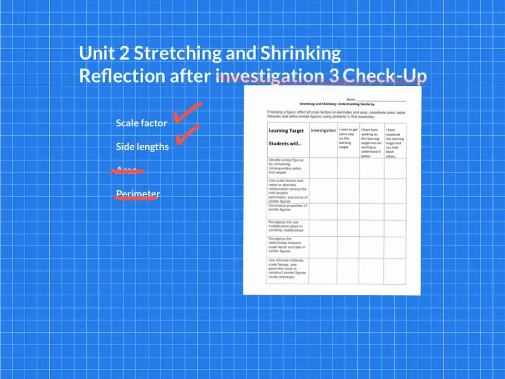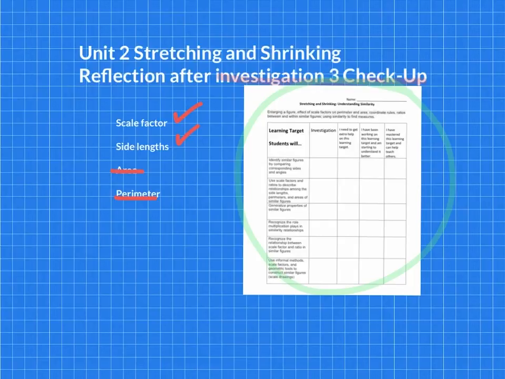Okay, so in Notability, you should have a document that looks like the one that you see on the screen that says Stretching and Shrinking Understanding Similarity. We're going to go through our learning targets now that you've taken the third checkup. Please also have your checkup nearby so you know which problems we're referring to.